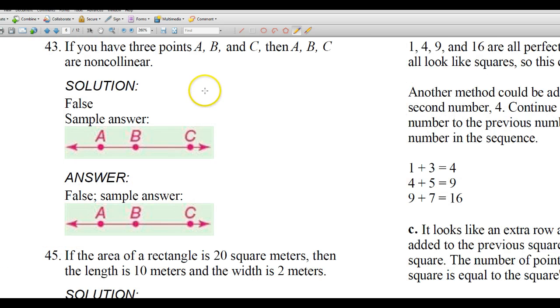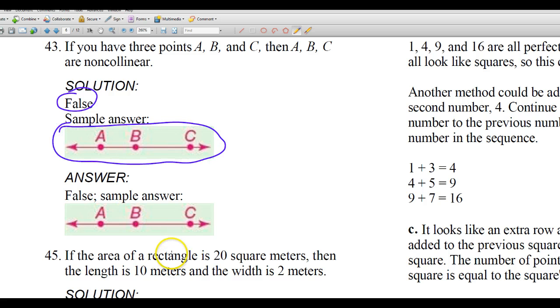Number 43, if you have 3 points, A, B, and C, then A, B, and C are non-collinear. So this is saying, take any 3 points, and they will not lie on the same line. Well, we know that this is false. Our counterexample would just be a diagram showing that you could have 3 points that are collinear. So this diagram is our counterexample, proving that this is a false statement.